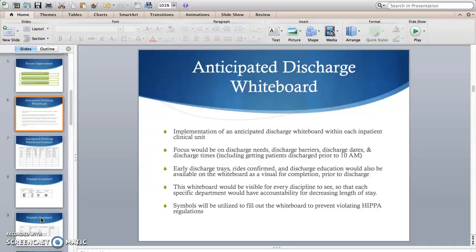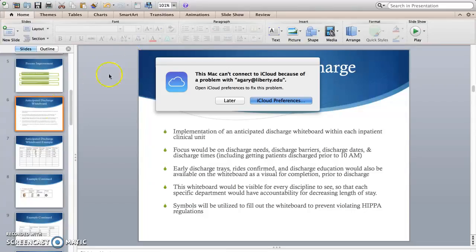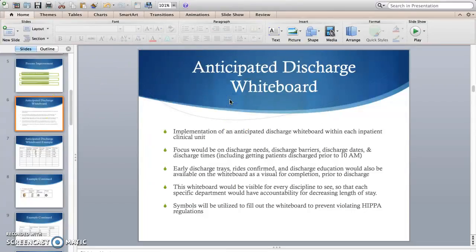So the anticipated discharge whiteboard is the implementation within each clinical unit. It's basically just a whiteboard focusing on discharge needs, discharge barriers, discharge times, and the date. And it also includes getting patients out prior to 10 a.m. Early discharge trays, rides confirmed, and discharge education would also be available on the whiteboard, just as a visual for the nurses and any disciplines looking at the whiteboard prior to discharge.